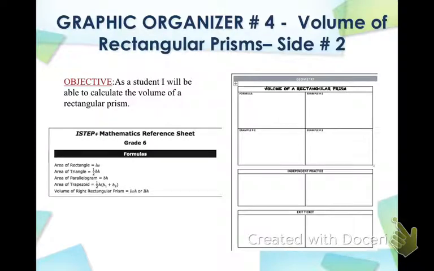Please remember that you can use a calculator on this video. You can also use a calculator on this worksheet. You will need the reference sheet for I-Step, grade 6. It's going to be there. You're going to need it. Here we go. Let's get started.